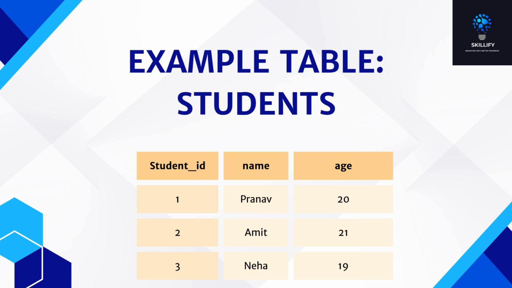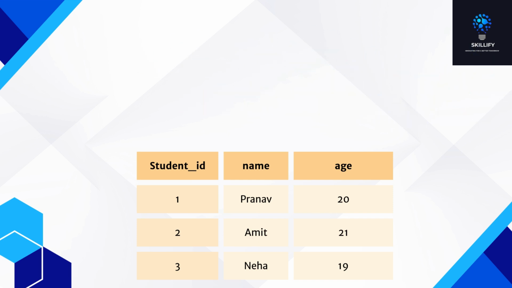Example table data. For this example, here's a sample table called students. Student ID, name, age. 1, Pranav, 20. 2, Amit, 21. 3, Neha, 19. Let's try fetching students whose age is greater than 20.